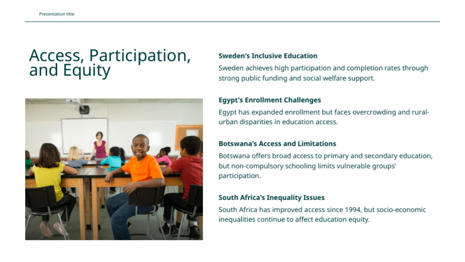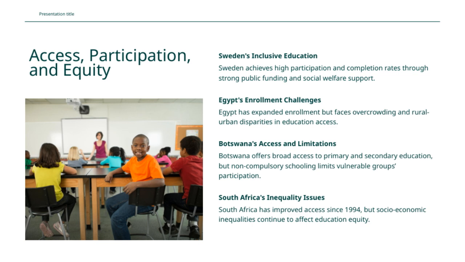In Botswana, there's broad access to primary and secondary education, which is encouraging. But because schooling isn't compulsory, some vulnerable groups, like children from marginalized communities, may not participate as fully. This illustrates that simply opening schools isn't enough. We need policies that encourage participation and support vulnerable populations.